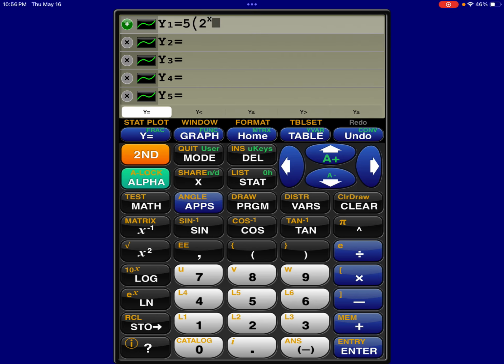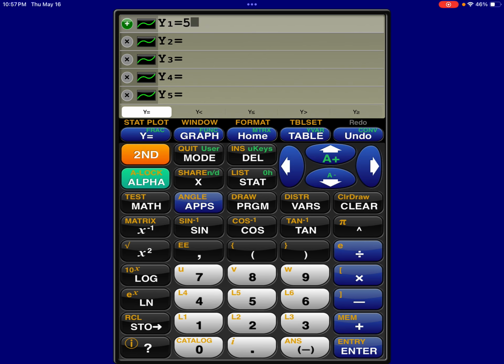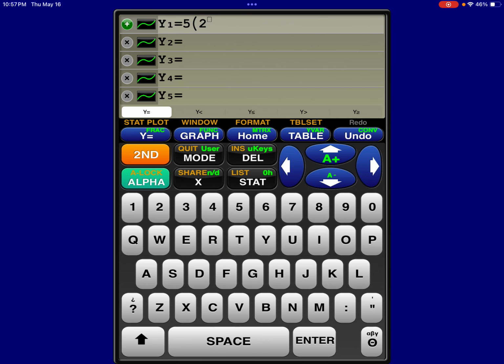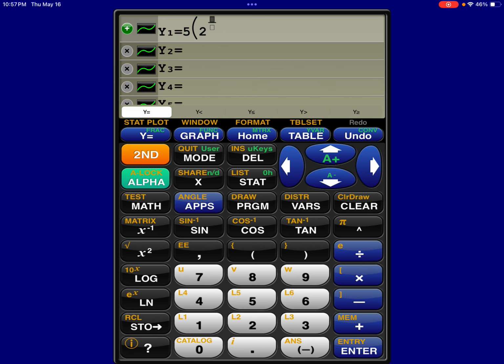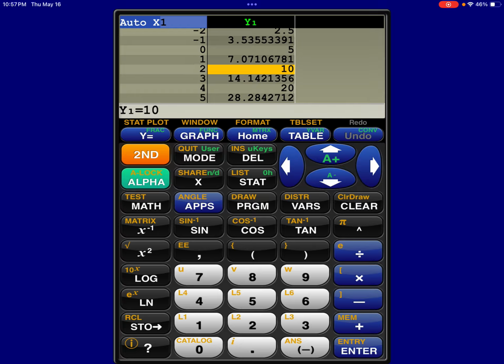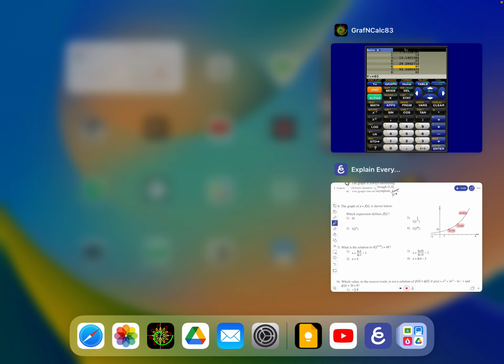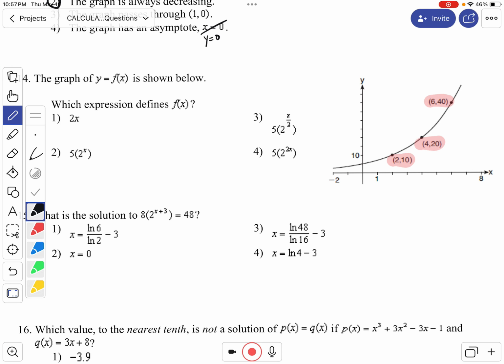Okay, let's do the next one. 5 times 2 to the x. Let's go to the table. I'm looking for 210. Nope, that says 220. That's out. Let's go to the y equals 5 times 2, and I have my exponent, that's a fraction, x over 2. Okay, let's go to the table. And hey, look, there's 210, there's 420, and there's 640. So I didn't have to know exactly what each of them looked like. I used my calculator to match them.